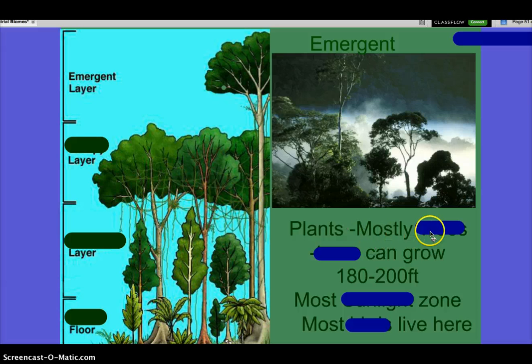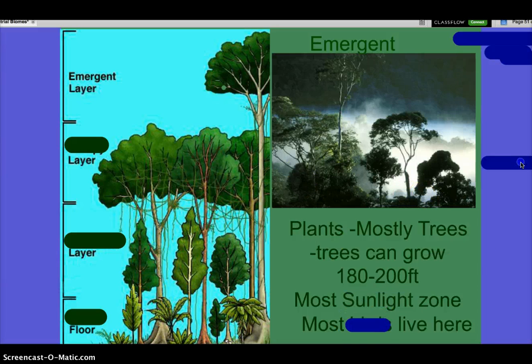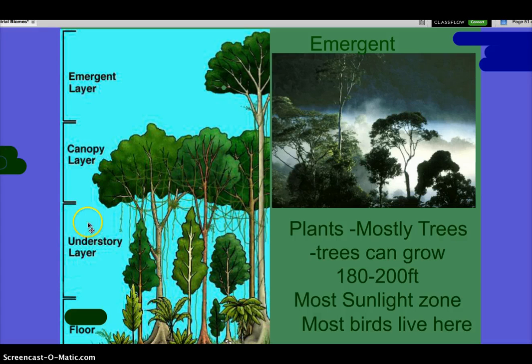And here, if we're going to talk about general characteristics of plants, what can we say about them? They're very, very tall, okay? The trees can grow up to 200 feet, and it's the top layer of the rainforest. Most sunlit zone, and like they said, mostly birds live there. What's the layer below emergent? Canopy, and below that? Understory. That's the one you're going to probably tend to forget. Emergent and understory, and then the bottom one, which is easy, the forest floor.